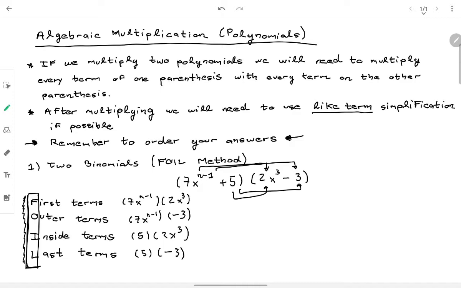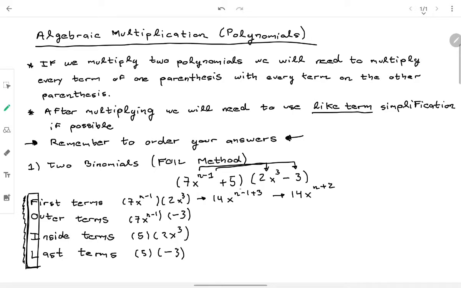So in this case, with the first one, we are going to get 7 times 2, it's 14. The letter is x. And in this case, we will get n minus 1 plus 3. So it will be 14x to the n plus 2.